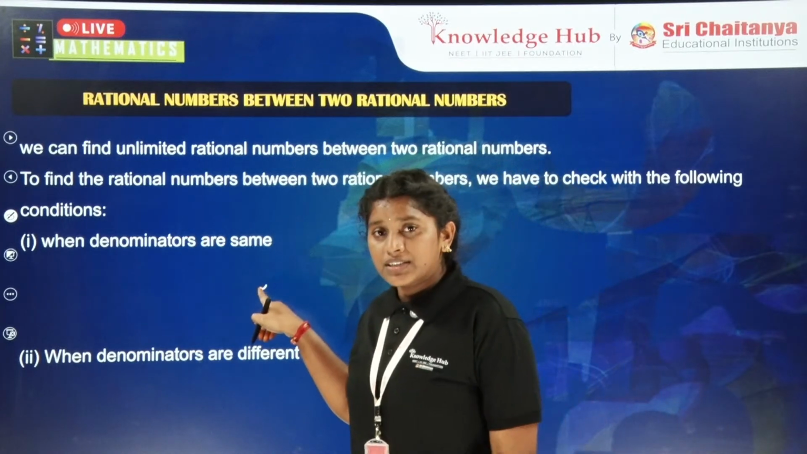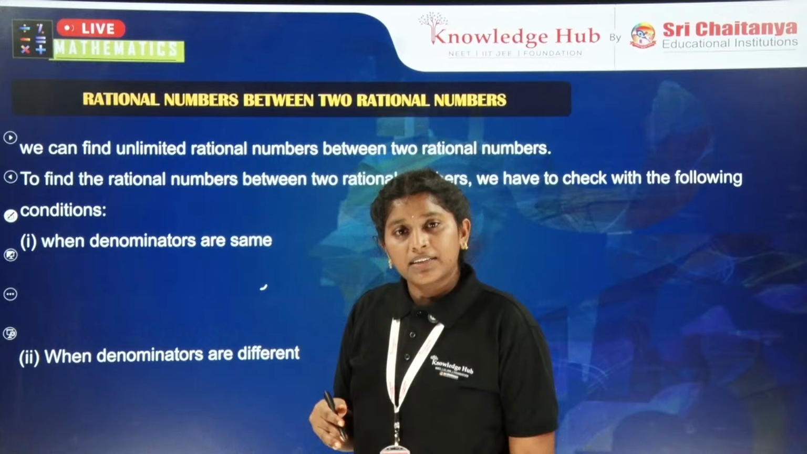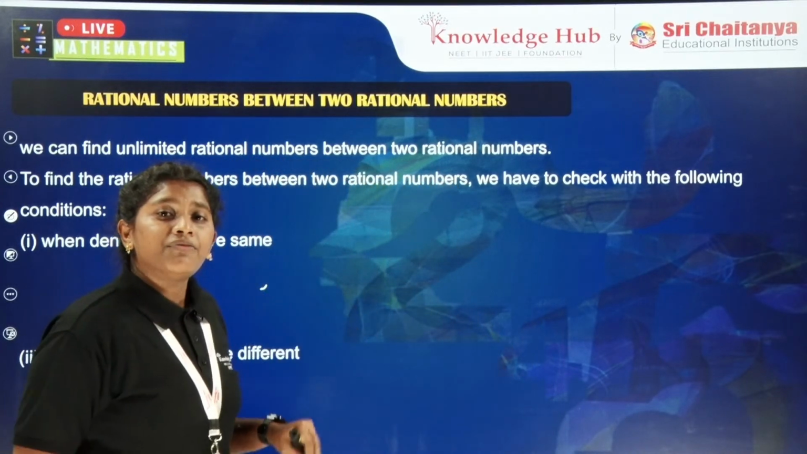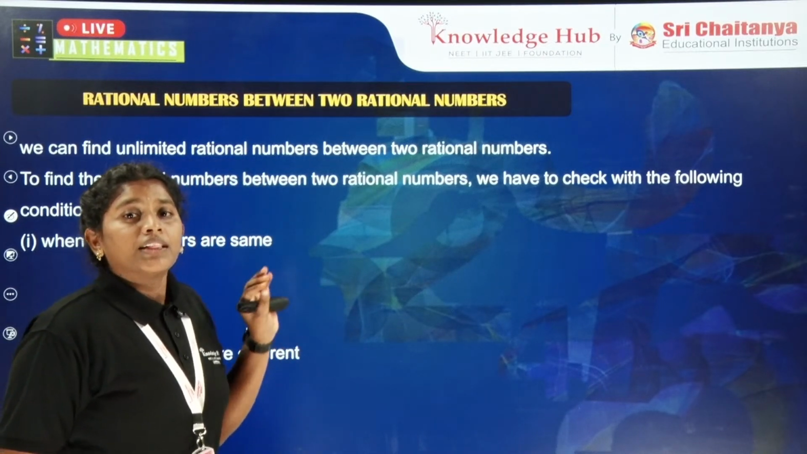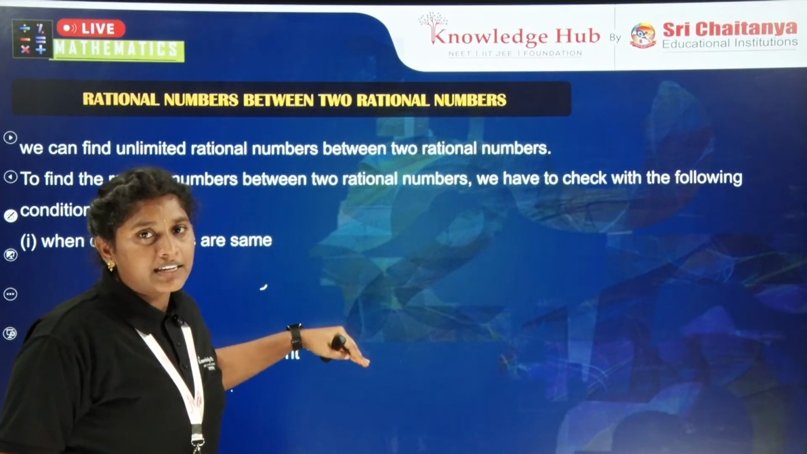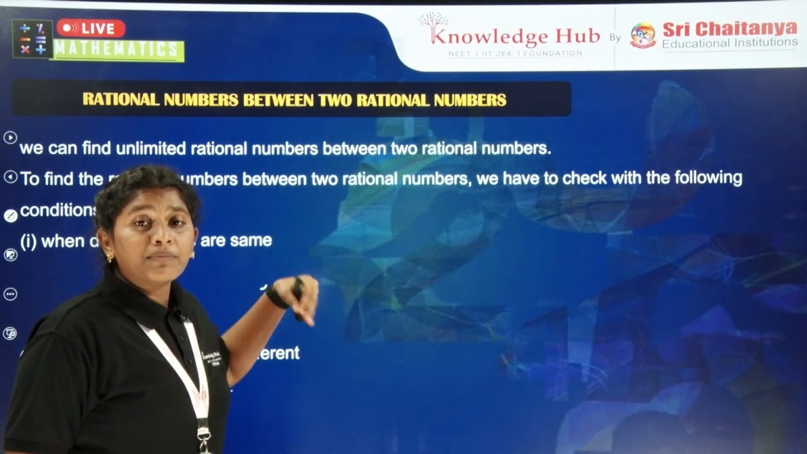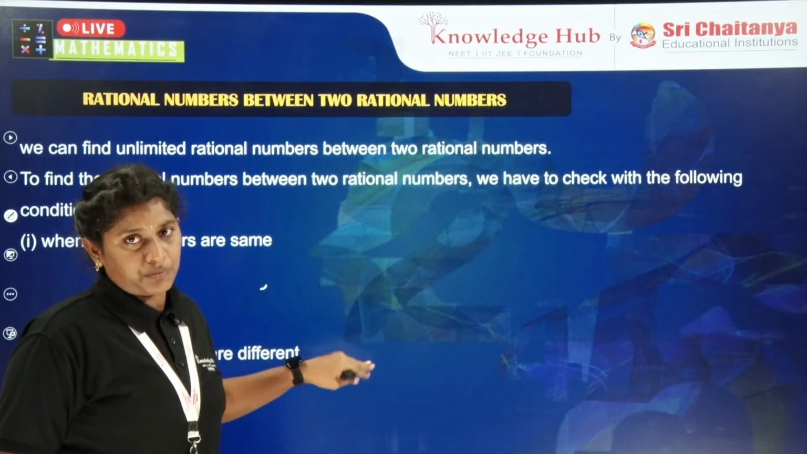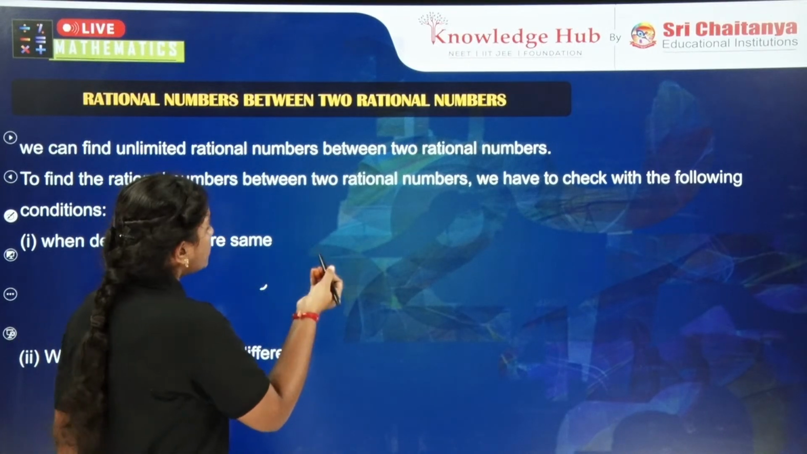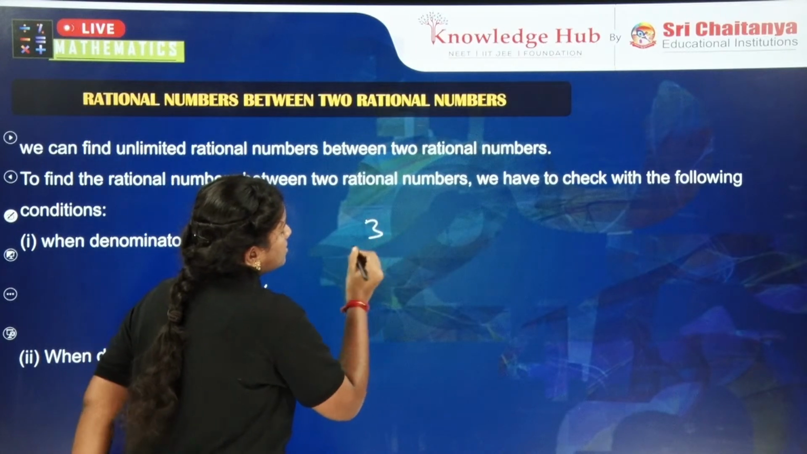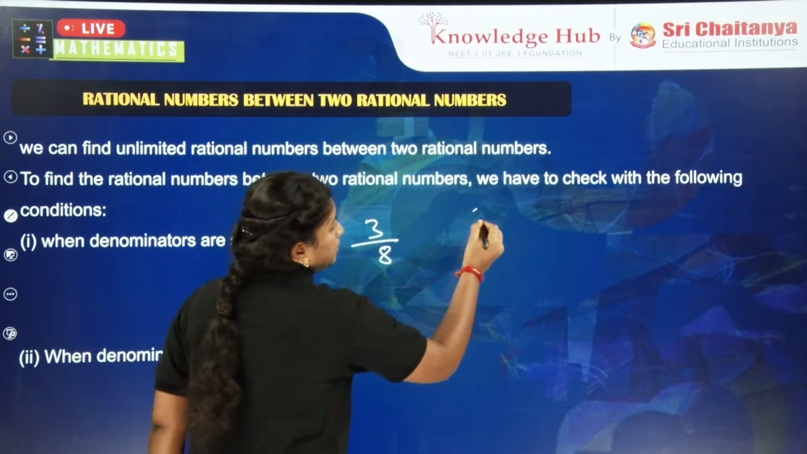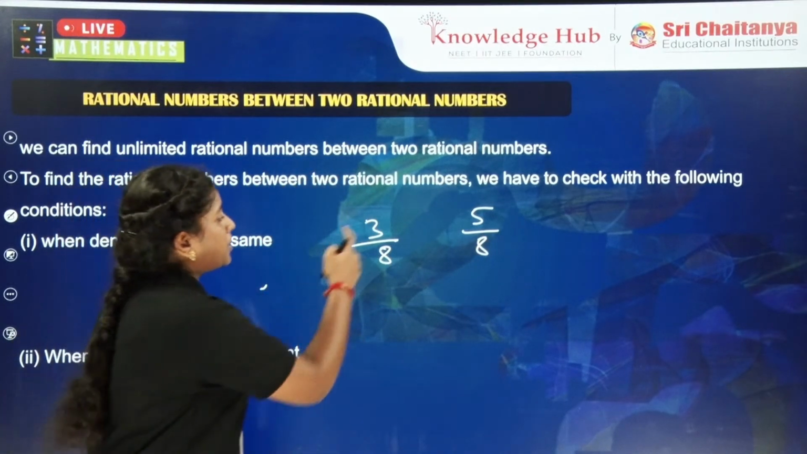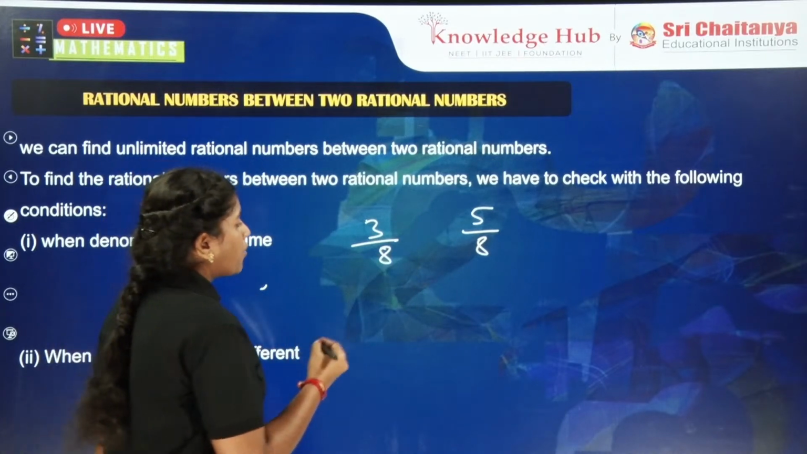The conditions are: when the denominators are the same and when the denominators are different. If you understand the case of the same denominator, the same procedure is followed when the denominators are different, but with an extra step: converting the denominators to the same number. Now, when the denominators are the same, just consider that we have 3 by 8 and 5 by 8. I need to find two rational numbers between 3 by 8 and 5 by 8. So how can I write?